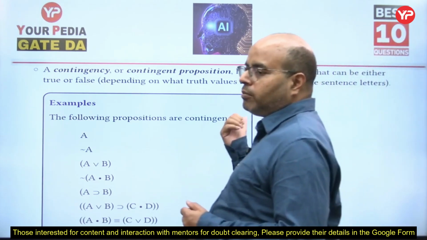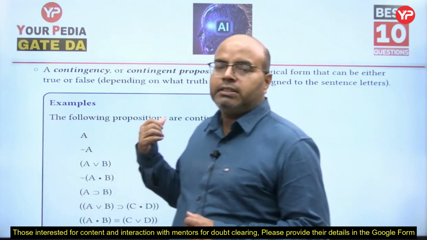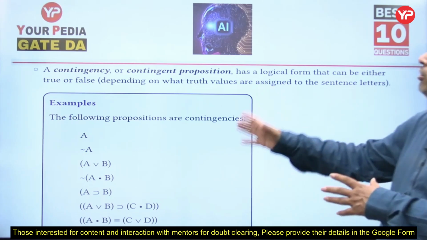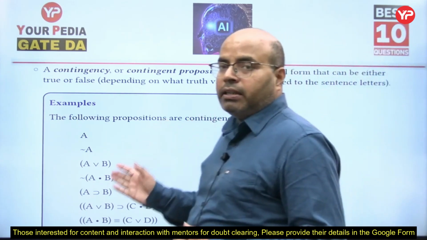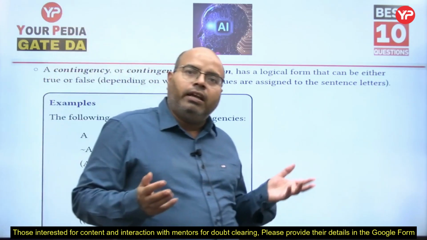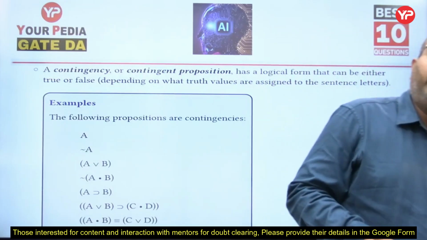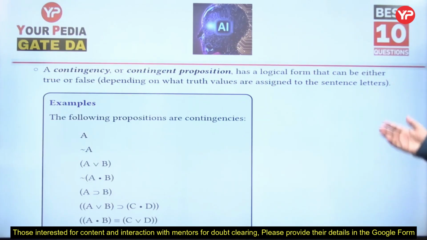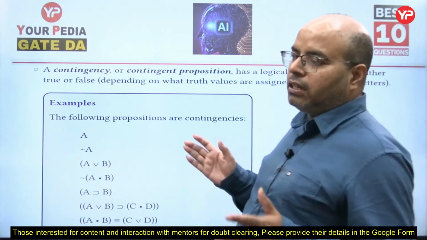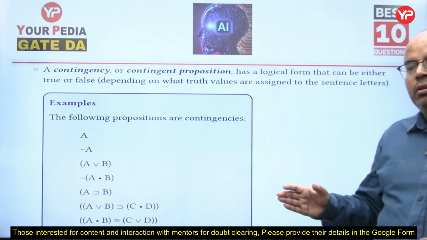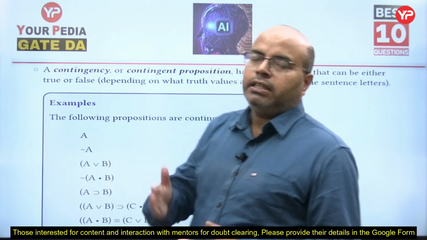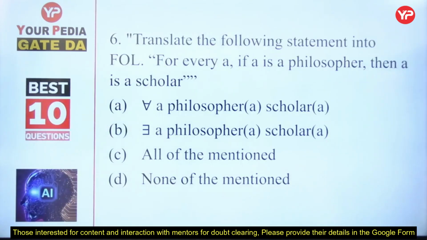Now most of the normal statements are contingency statements. They will be contingency statements because whatever values you are giving, on that basis it will change. But if whatever value you give is always positive, then it's a tautology. If it is always negative, false, then it's a contradiction. Otherwise contingency. So there are three types of statements in propositional logic, that is tautology, contradiction and contingency. Coming to next question.